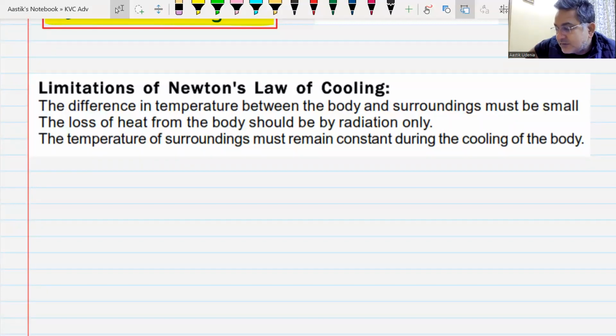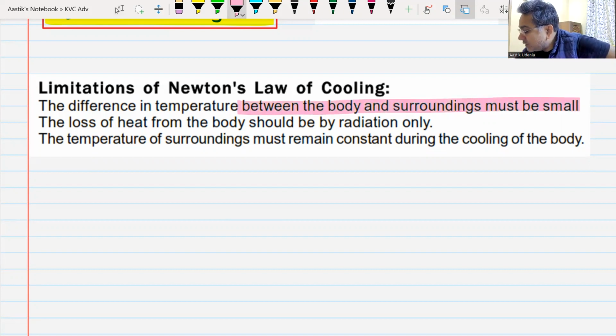And you can note down these limitations of Newton's law of cooling. The first is that the difference in temperature between the body and the surroundings must be very small. It only considers heat loss due to radiation, and the temperature of the surroundings must remain constant. Remember, these three are very important terms. Please note them down.